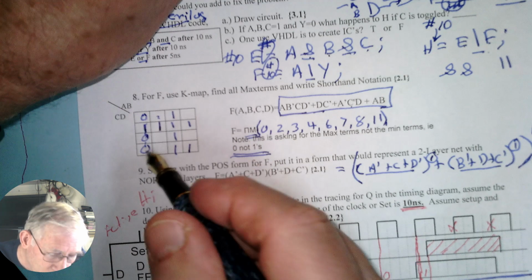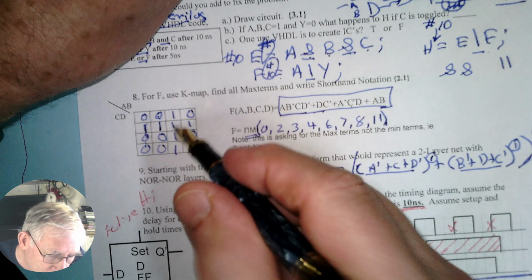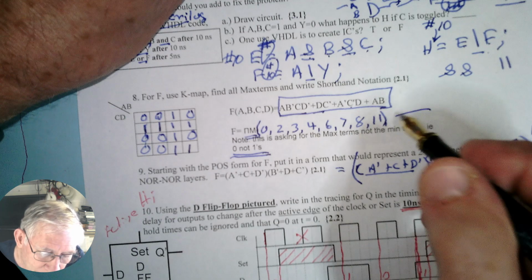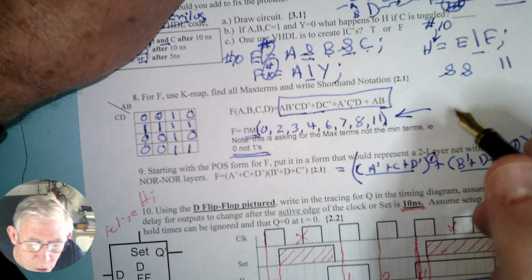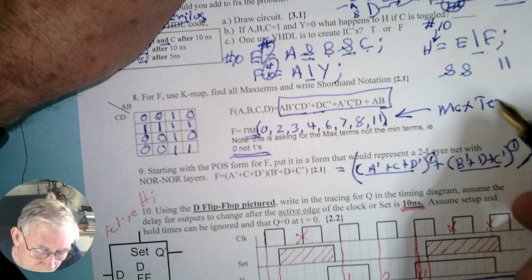So there's a 0 on 1, a 0 on 0, not on 1, 2 and 3. So 0, 2, 3, a 0 on 4, not on 5, a 0 on 6 and 7, a 0 on 8, and a 0 not on 9, not on 10, but on 11, not on 12, 13, 14, or 15. All right? So it's 0, 2, 3, 4, 6, 7, 8, 11. And that is our max term notation.